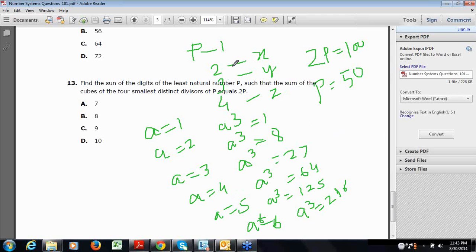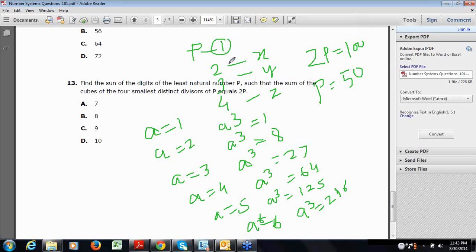See, first we have considered x, y. First we have considered x, y, z. Okay, let me explain again. Find the sum of digits of the least natural number p such that the sum of the cubes of the four smallest distinct divisors of p is equal to 2p. So what will be the least divisor of p? It will be 1.